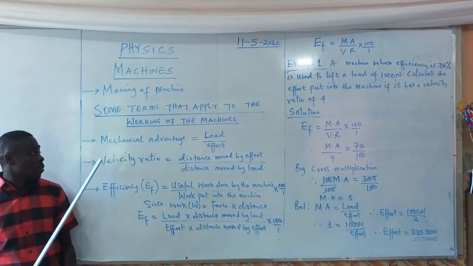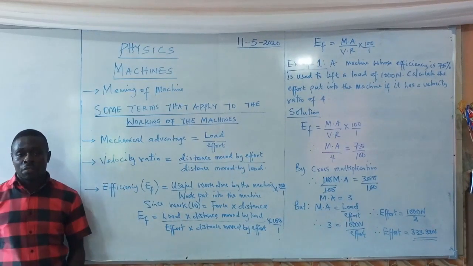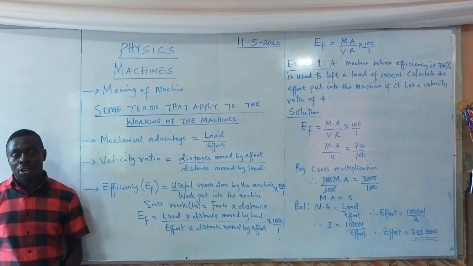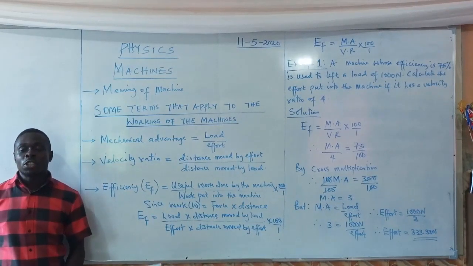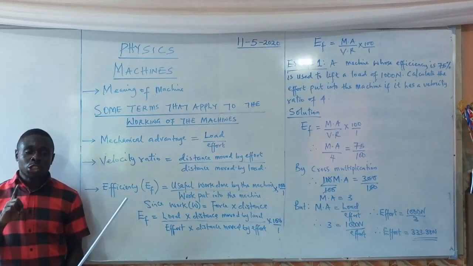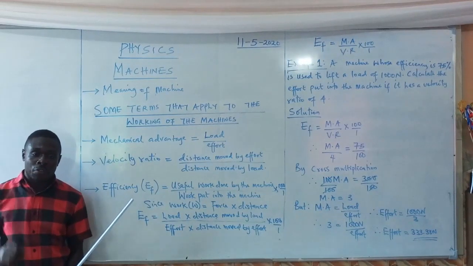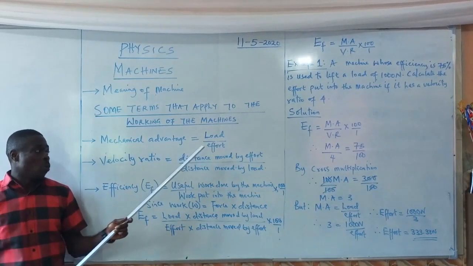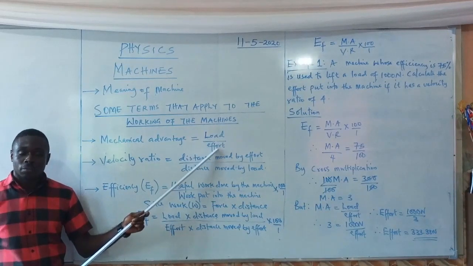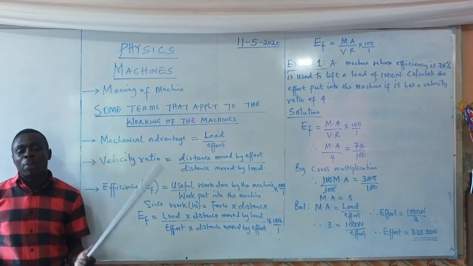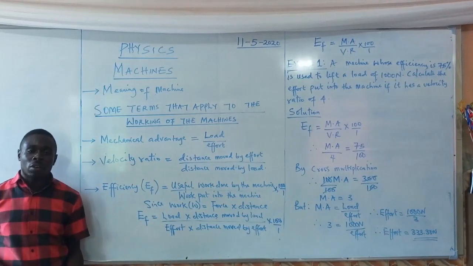One of the terms is mechanical advantage. Mechanical advantage, you can also refer to it as a force ratio. It is a force ratio in the sense that it is the ratio of two forces. One, the ratio of the load you are overcoming to the applied force, which is the effort. You can see on the board mathematically that mechanical advantage is equal to load over what? Effort. Of course, mechanical advantage is always dependent on friction on the moving part of the machine.